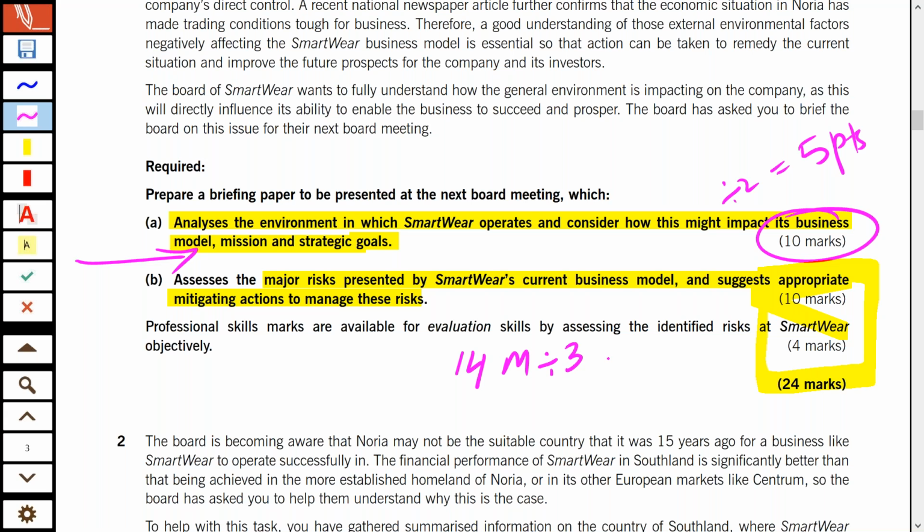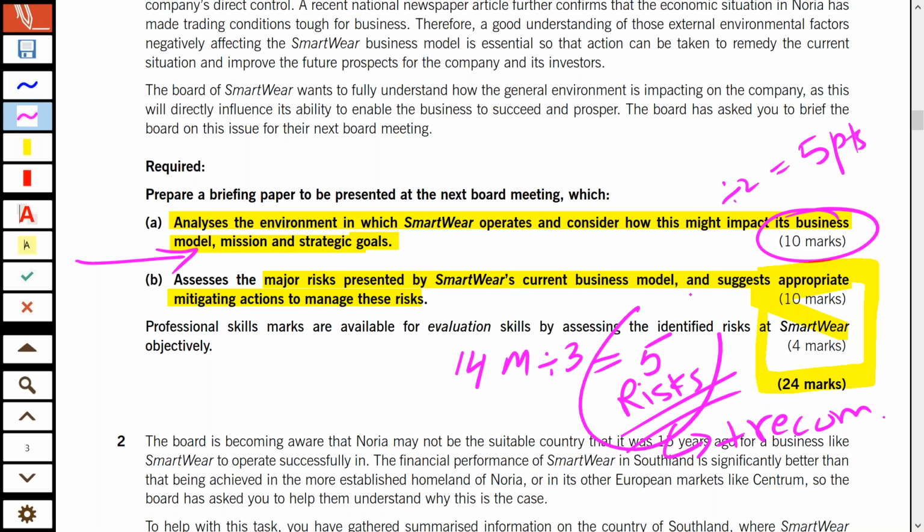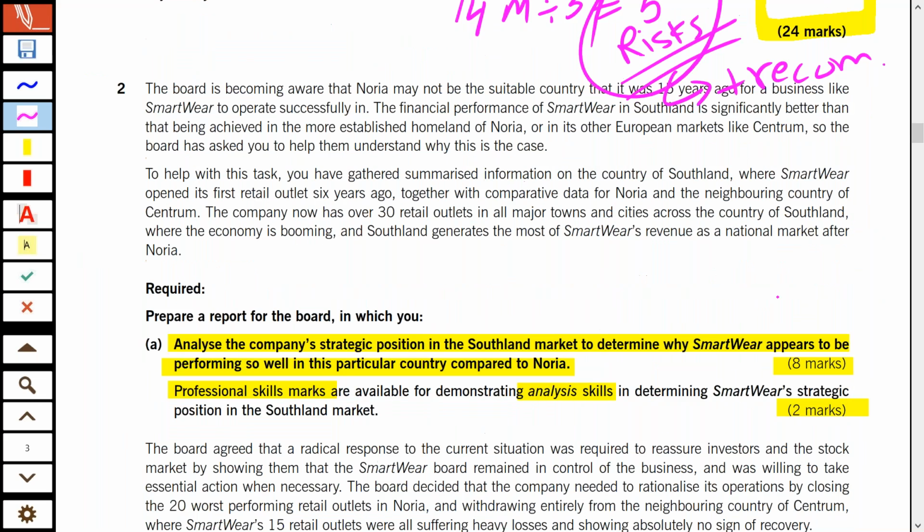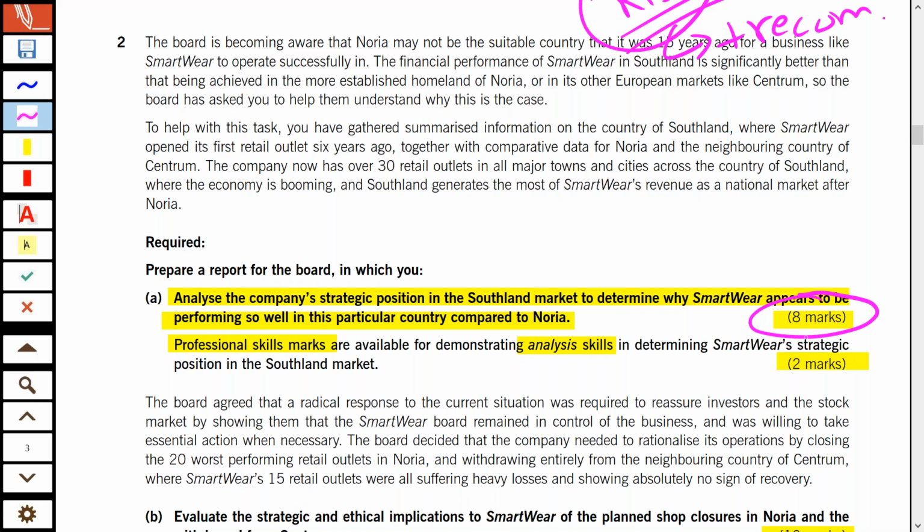And then you divide by 3. So 5 threes are 15. So approximately 5, I need to mention 5 risks. And then when I mention a risk, I need to give the recommendation against each of the risks. 5 risks in total, risk plus recommendation. Okay, you understand? And then 2A, technical marks 8, plus 2, 10 marks. So I need to give 5 points. It's straightforward. So this is how it works.